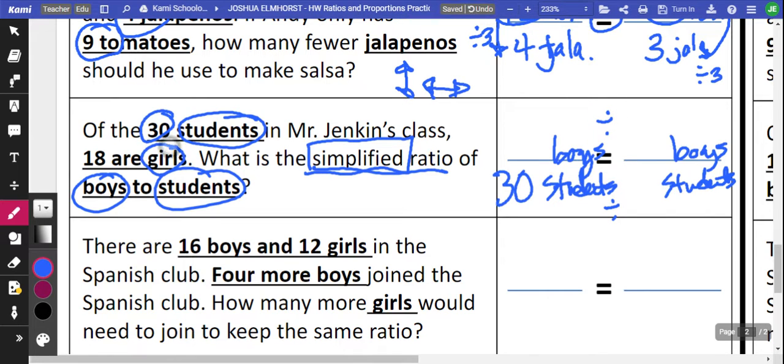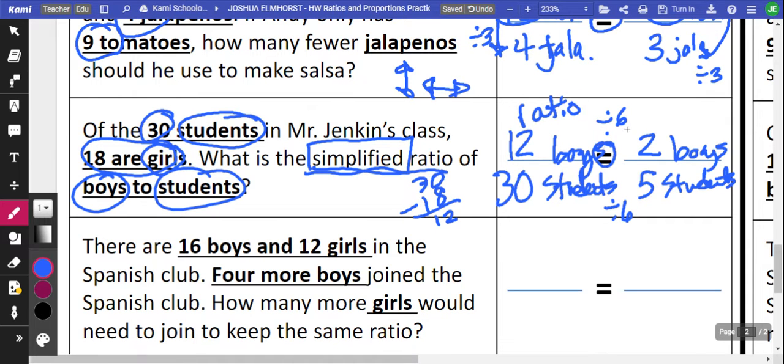But wait a minute, it gives us 18 girls but it asks a question about boys. If there's 18 girls and we subtract it from the students, that means we're going to have 12 boys. 12 divided by 6 is 2. 30 divided by 6 is 5. So ratio 1 is equal to ratio 2 by a factor of 6. If there's 12 boys, there's 30 students. If there's 2 boys, there's 5 students.